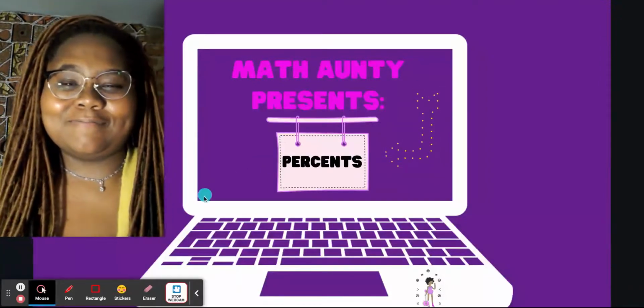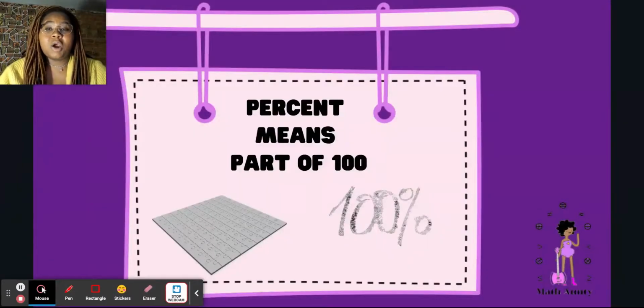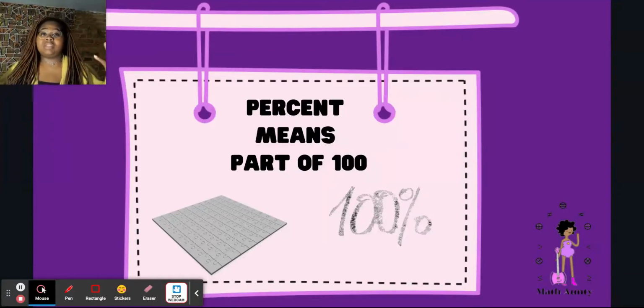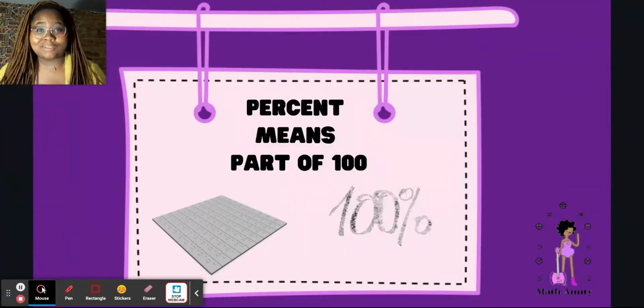Let's get into it. Percent means part of 100. How many parts of 100 do you have of something, right? So imagine you take something and you divide it into 100 even pieces and you take 20 of them. You have 20%. If you take 38 of those pieces, you have 38%. If you have all of those pieces, you have 100% of everything.